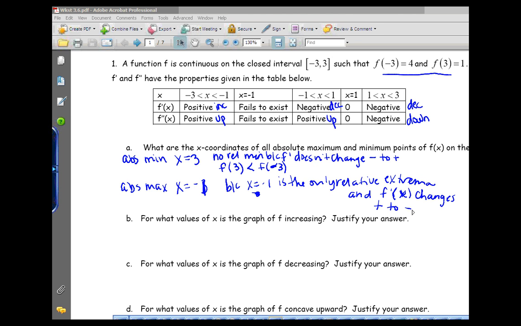And really, on this problem, notice that part A is the only part of this problem that doesn't ask you to justify, but I wanted you to think through this, and I wanted you to have this written down so that when you go back and look at it, you will know how we got these answers.